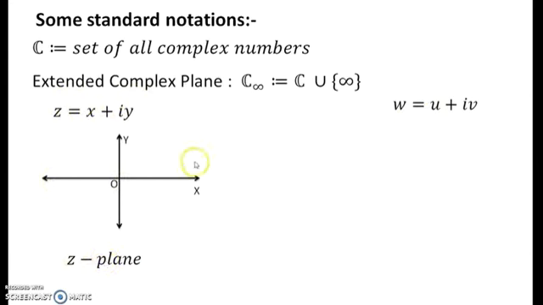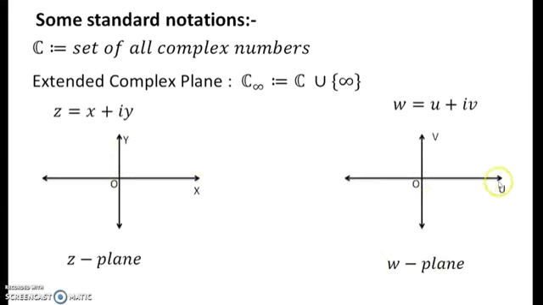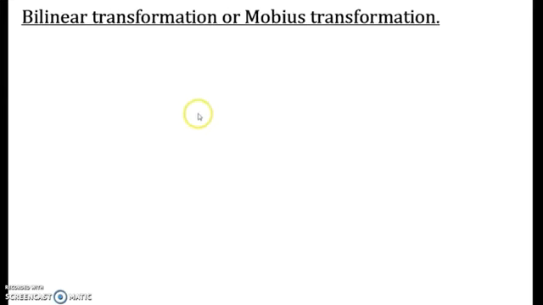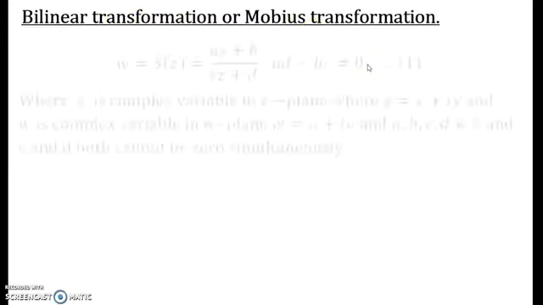Here the z plane has coordinate axes x and y. Here x is the real axis, y is the imaginary axis. In the w plane, u is the real axis and v is the imaginary axis. So these are the planes we are using in this particular topic. Let us move on to the bilinear transformation or Mobius transformation.